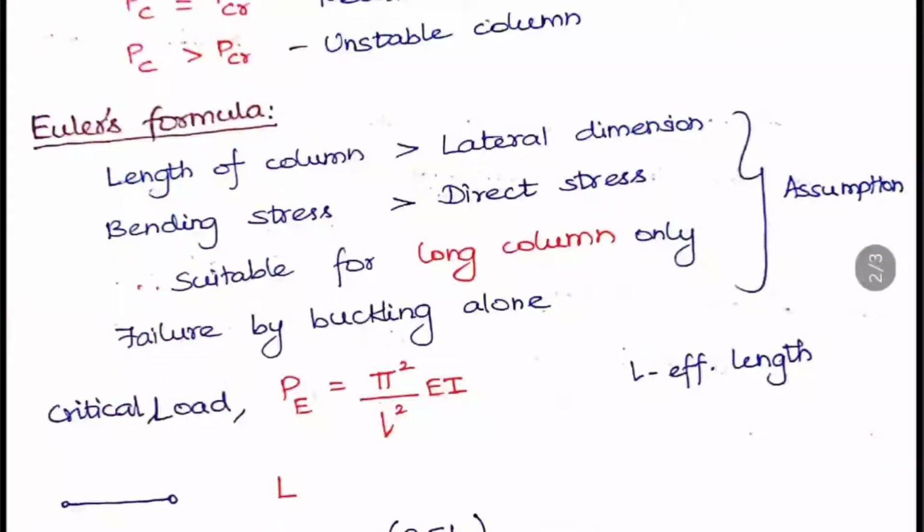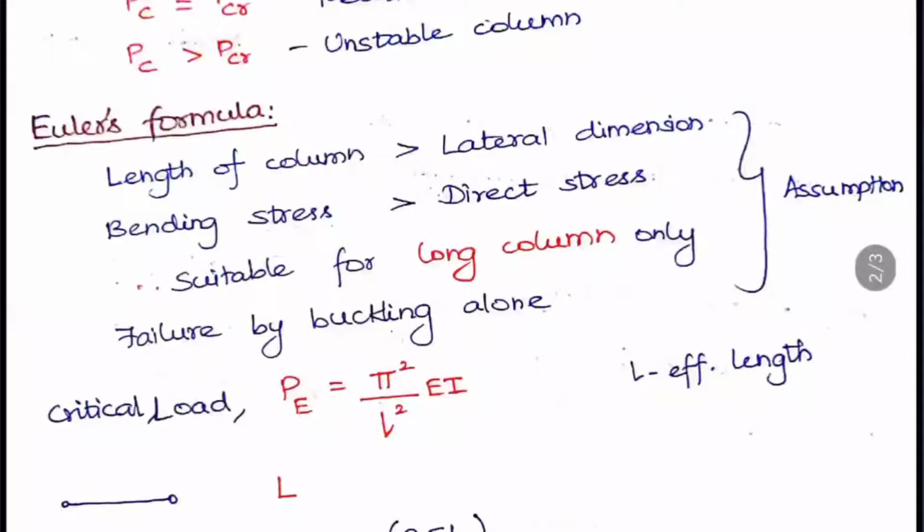And then Euler's formula. Here the length of the column should be greater than the lateral dimension. These are the assumptions taken for the derivation of Euler's formula. And the bending stress should always be greater than the direct stress. This is suitable for long columns only, where the failure occurs by buckling alone. We saw that as the slenderness ratio increases, failure happens by buckling. So that is mentioned here for long columns, and this is important. Euler's law is specifically for the long column only.